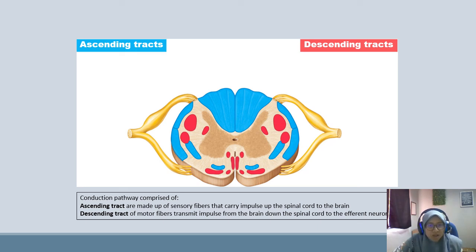Ascending tracts are made up of sensory fibers that carry impulses up the spinal cord to the brain. Maksudnya yang ni dia hantar ke brain. Ascending, menaik. While descending tracts of motor fibers transmit impulses from the brain, yang merah ni, down the spinal cord to the efferent neurons.